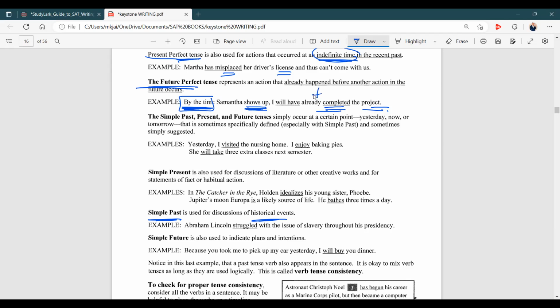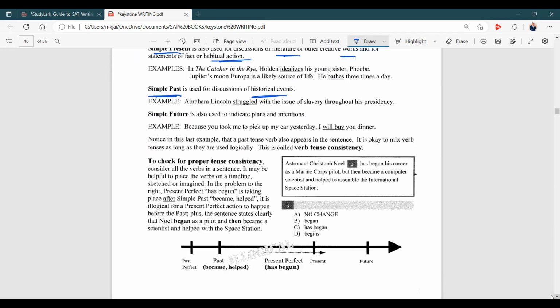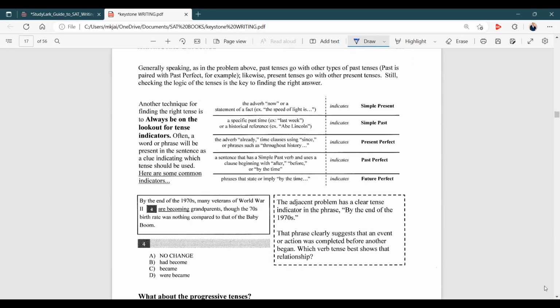So here also two actions: by the time this happens, this will happen also. Simple present: literature, creative works, habits. That's easy, and that's a kind of revision. Simple present: facts. All our books, science books, 1 + 1 equals 2. That's science.